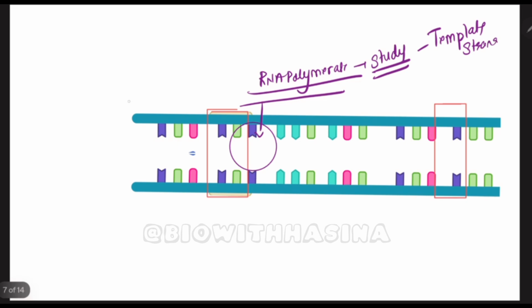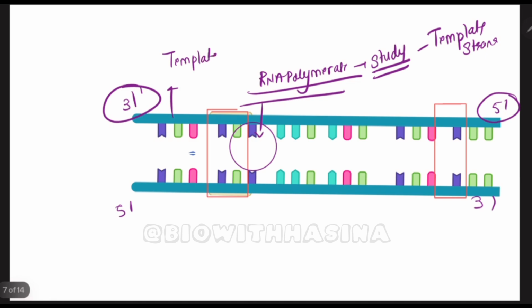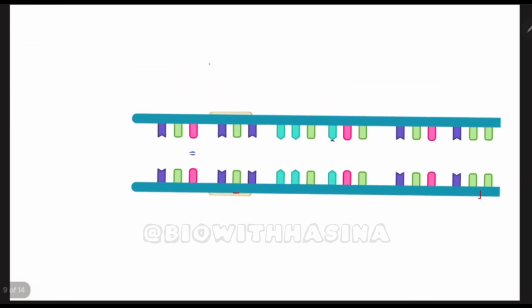So the strand that is 3 prime to 5 prime, and this is the 5 prime to 3 prime. The 3 prime to 5 prime here is your template strand. Now your RNA polymerase will go ahead and add the nucleotides. For example, if we have A, T, G, C, T, G, U, C. Okay.